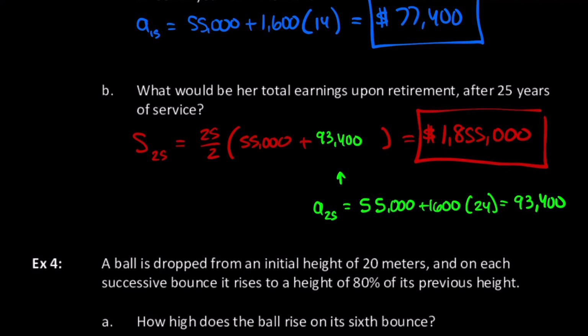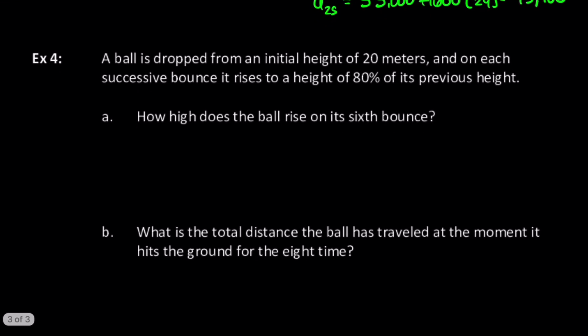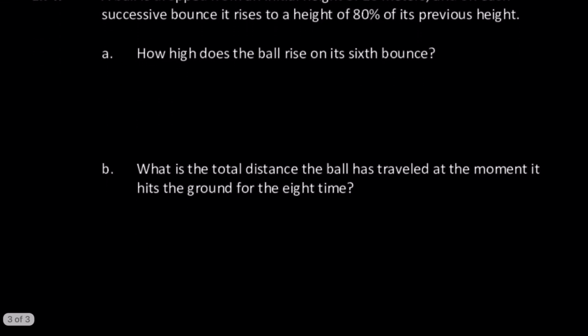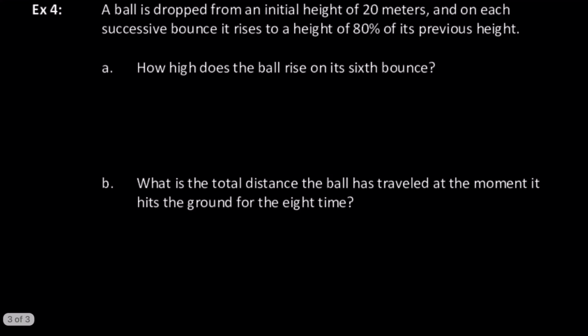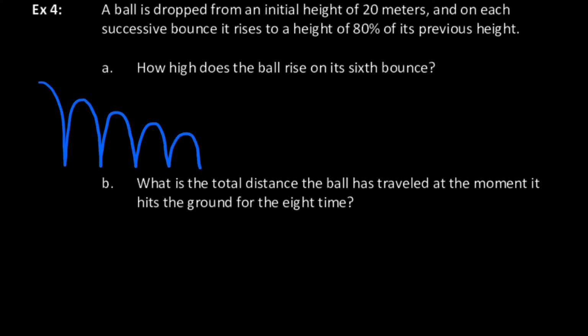All right, our last question is kind of a tough one. It says here, a ball is dropped from an initial height of 20 meters, and on each successive bounce, it rises to a height of 80% of its previous height. So I'm going to try and sketch this as best I can here. I've got a ball, drops, and then bounces. And it keeps doing this. And each time it bounces to 80% of its previous height.